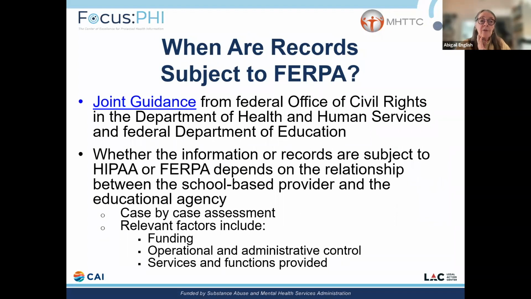And how do we determine when records are subject to FERPA? There is excellent joint guidance from the Federal Office of Civil Rights and the Department of Health and Human Services and the Federal Department of Education that was updated fairly recently. It was issued originally in 2008 and updated a couple of years ago. That joint guidance explains that whether the information or records are subject to HIPAA or FERPA depends on the relationship between the school-based provider and the educational agency. And that's a case-by-case assessment. So we're not going to be able to give you any sort of hard and fast rules in the scope of our 1-hour training today. It's a case-by-case assessment for which the relevant factors include funding, operational and administrative control, and the specific services and functions that are provided.